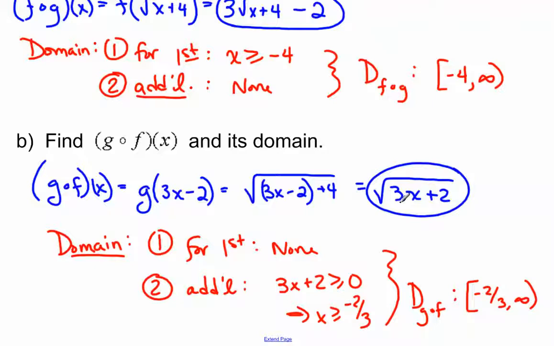Well, this time I have a 3x plus 2 underneath the square root, and I need that to be greater than or equal to 0. If you subtract and divide, you recognize that x has to be greater than or equal to negative 2/3. Okay, so no restrictions, and then this one. So when we think about both of those together, we get the domain of g of f is from negative 2/3 inclusive to infinity.